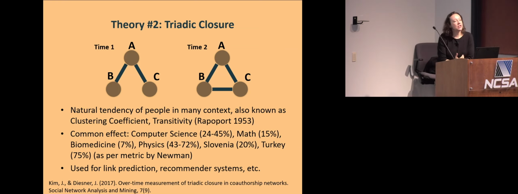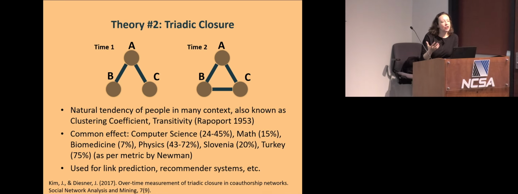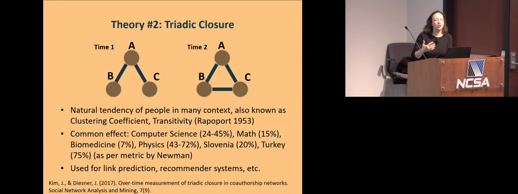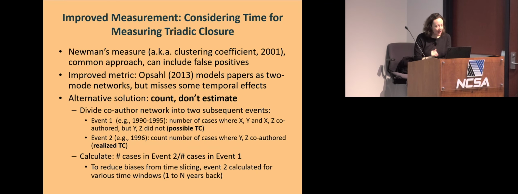The way this was traditionally measured was by a metric from a very famous physicist, Mark Newman, who developed a measure that estimates the number of triads that will close. It just so happens that the way he structures his metric, it would pick up a couple of false positives along the way, and we always knew that. Because of that, Tore Opsahl in 2013 did this measurement a little differently. He represented co-publishing as a 2-mode graph, which corrected for some of these false positives from Mark Newman's metric, but it still didn't really consider temporal aspects.